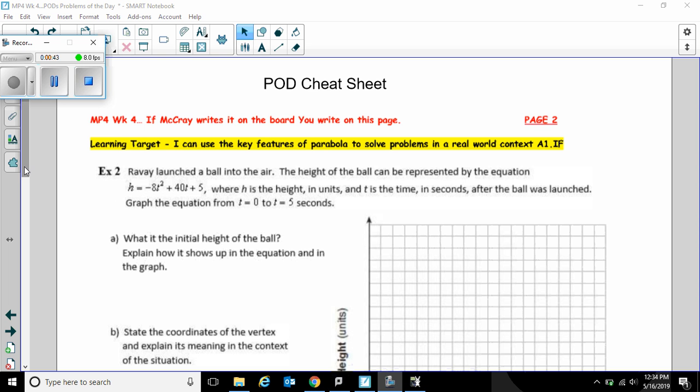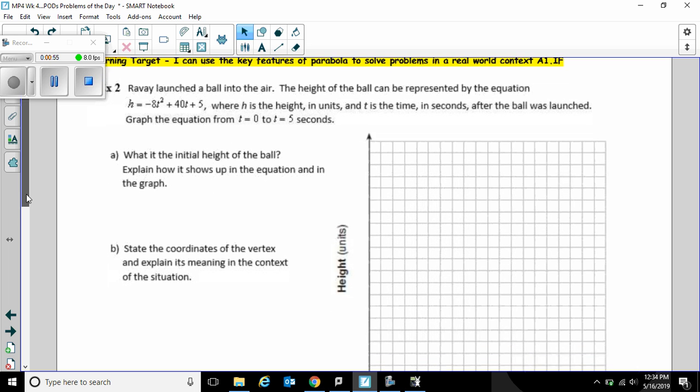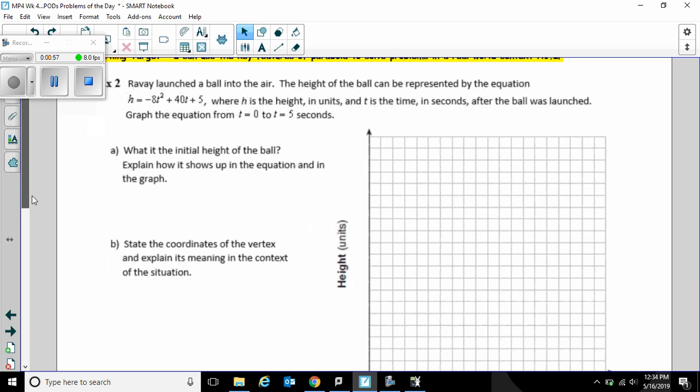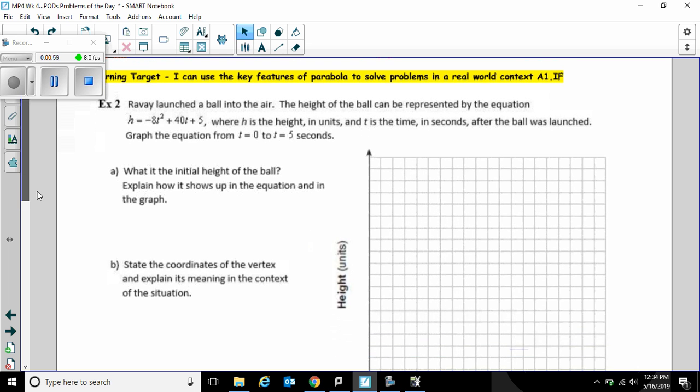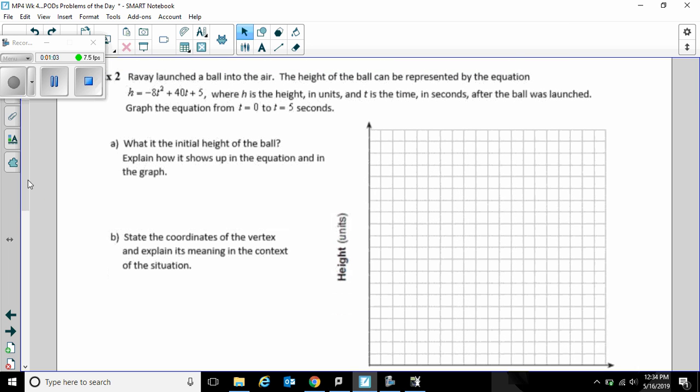Now, ultimately, what do we want to know? Well, we want to know the initial height. We want to know the vertex, and we want to know where it hits the ground. So, one of the things that I always do is think about where I can get those 3 pieces of information. I'm going to invite you to do that right now. Think about it. Come back to me in about 30 seconds. Pause the video.